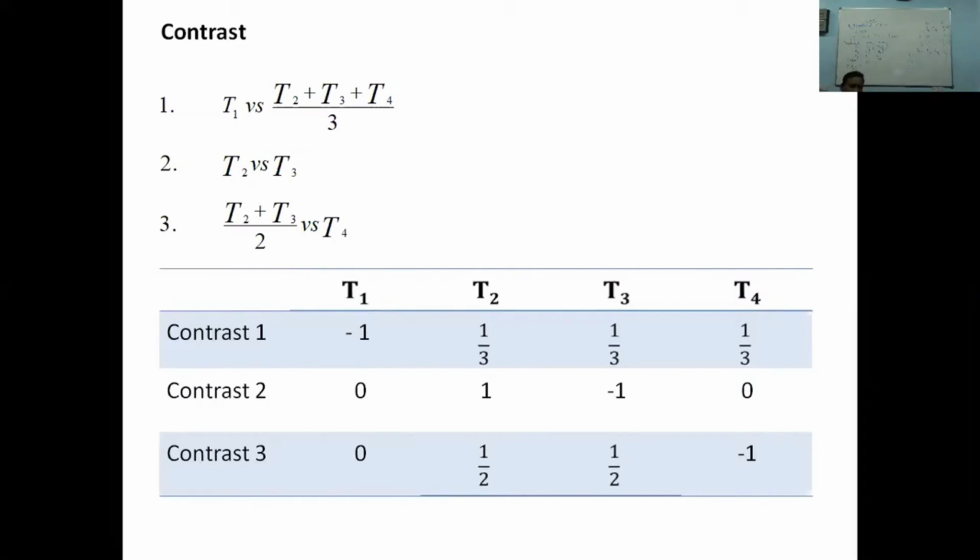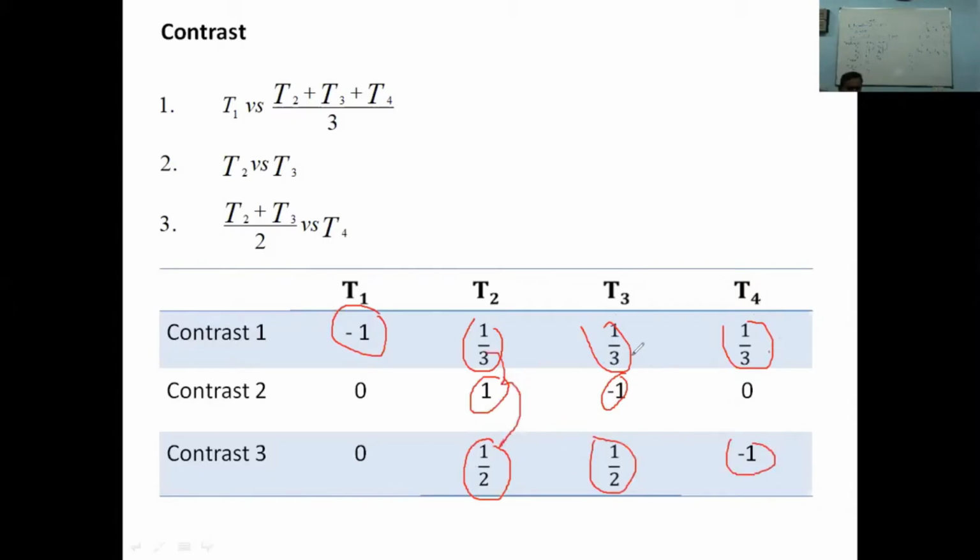We can write down the coefficients of these contrasts. This is -1, this is 1/3, 1/3, 1/3 plus. T2 versus T3, this is +1, this is -1. Then T2 plus T3 versus T4, so this is half, half, and -1. If you add all these coefficients, it will be equal to 0.